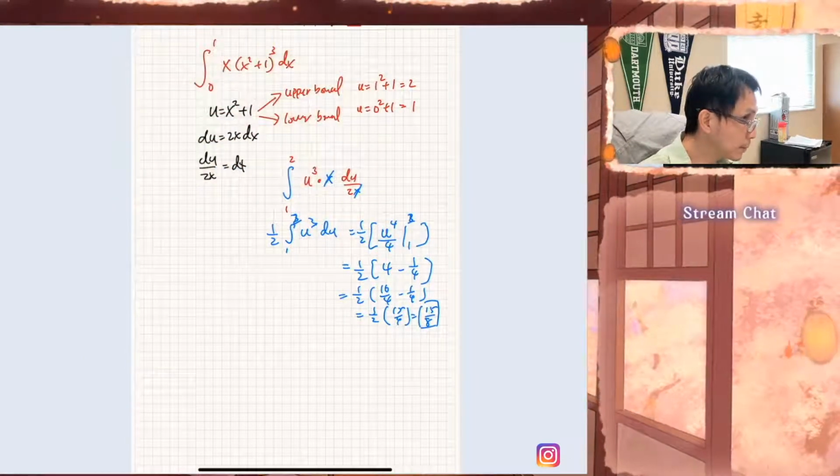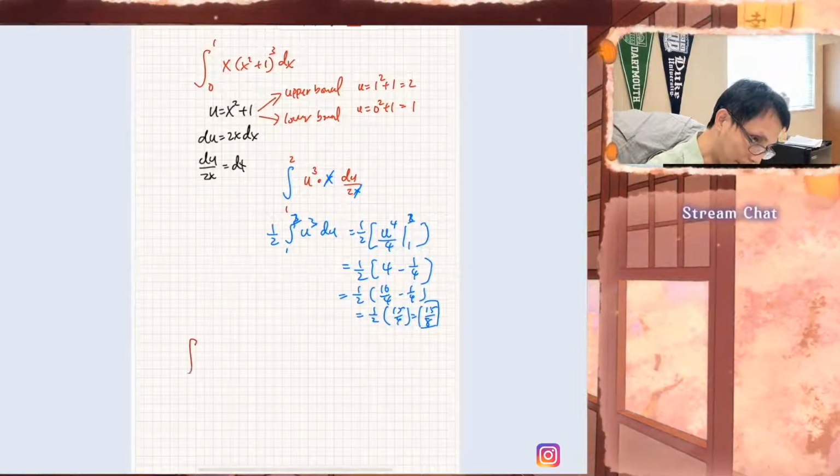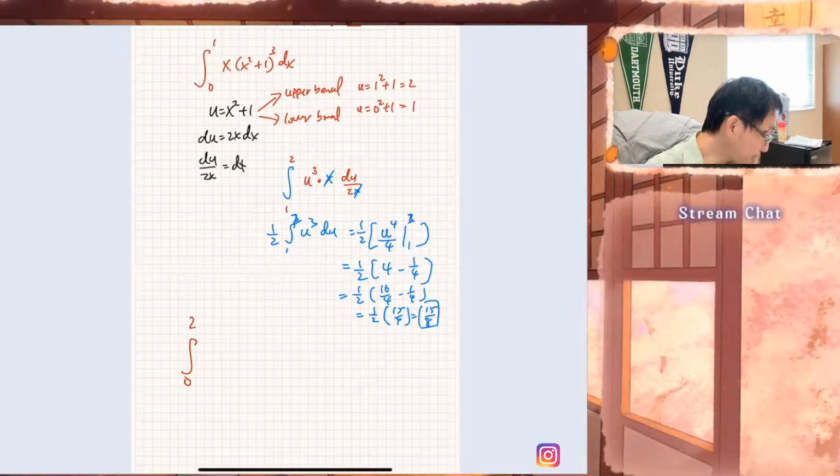Okay, you're going to try one? This one you try, the answer is beautiful. Between 0 and 2, make sure you change the boundaries.